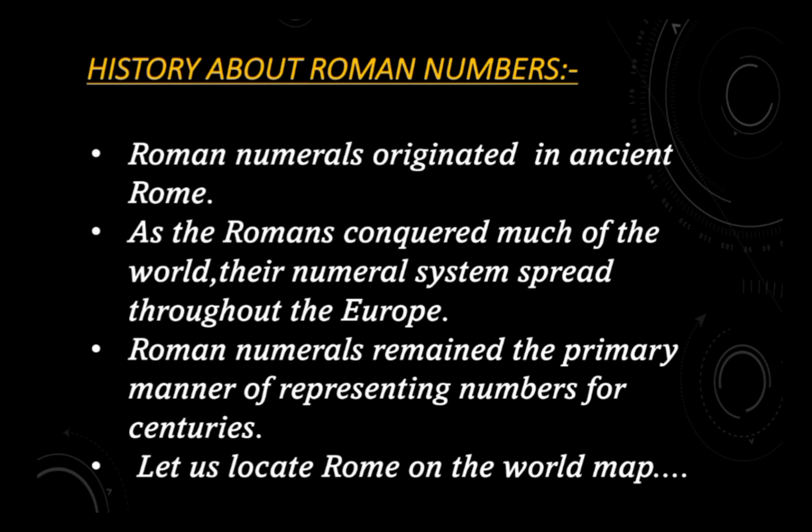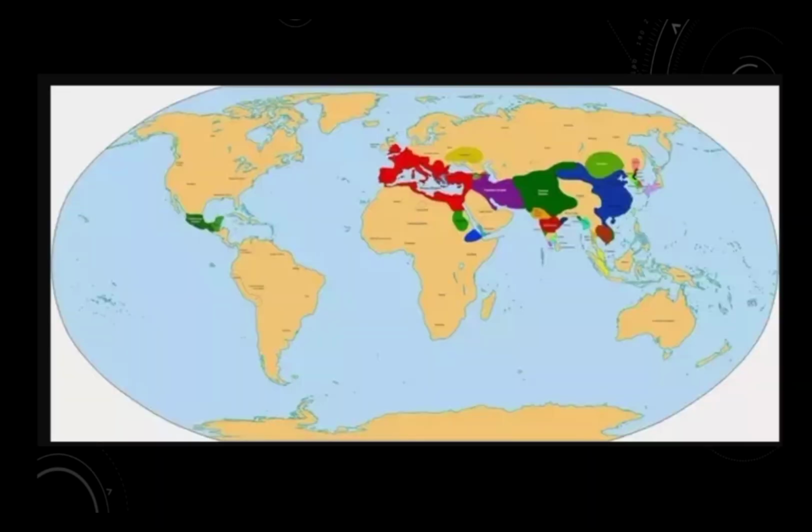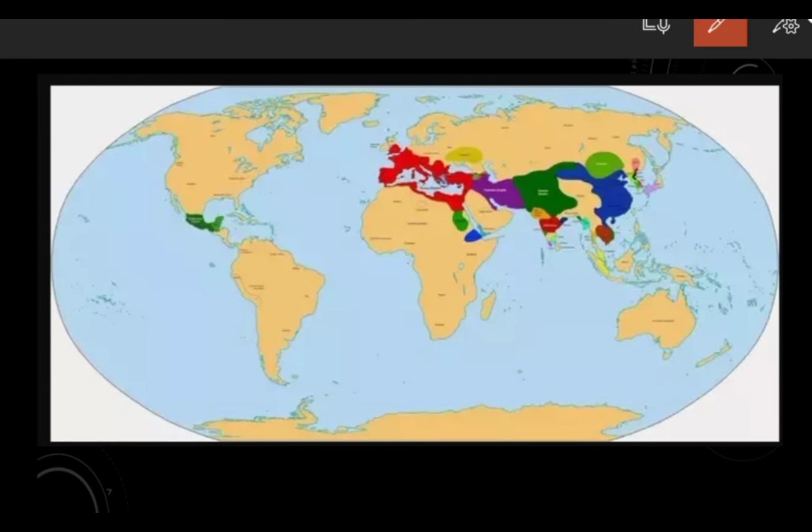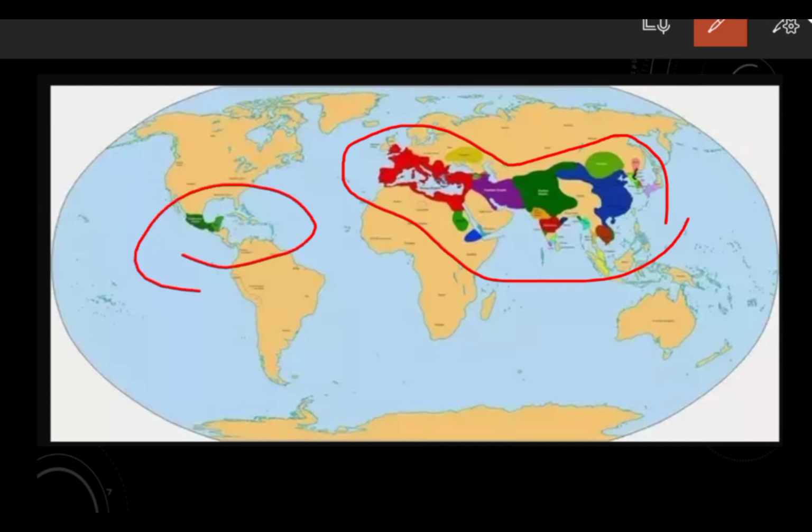See here, this is our world map. If you observe this world map carefully, you can see colored areas, blue, green, red. Few countries are there. Even our India is also among those countries. All these circled areas were ruled by Roman people. So it was a big kingdom, right? This type of big kingdom we call an empire.